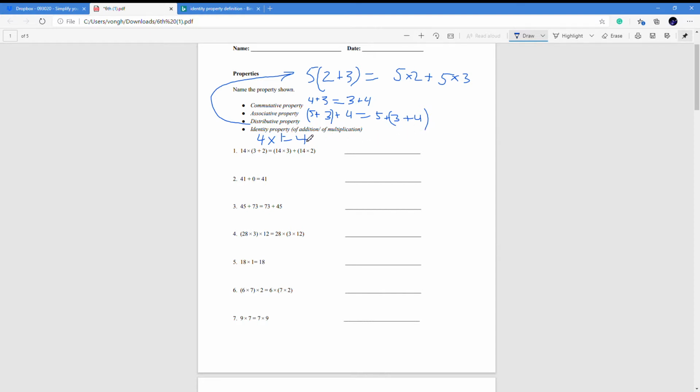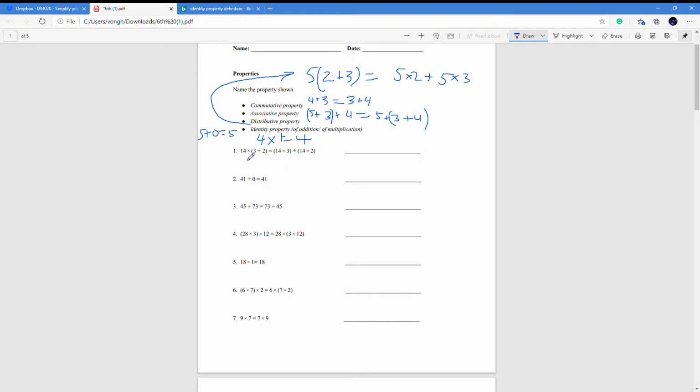The identity property is basically if you have 4 times 1 equals 4. As long as the 4 equals 4 still on the other side, then it's the identity property. So it's basically whatever number is either multiplied by 1 or added by 0, it just has to equal the same number. Like if it's 5 plus 0 equals 5, then that's identity because it's still 5. It has to be the same number.